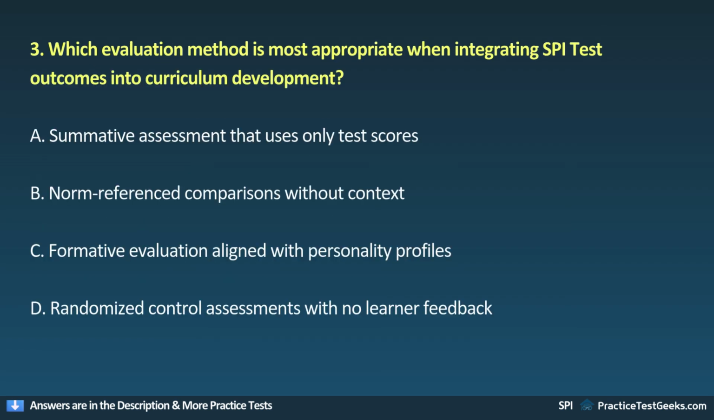3. Which evaluation method is most appropriate when integrating SPI test outcomes into curriculum development? A. Summative assessment that uses only test scores. B. Norm-referenced comparisons without context. C. Formative evaluation aligned with personality profiles. D. Randomized control assessments with no learner feedback.